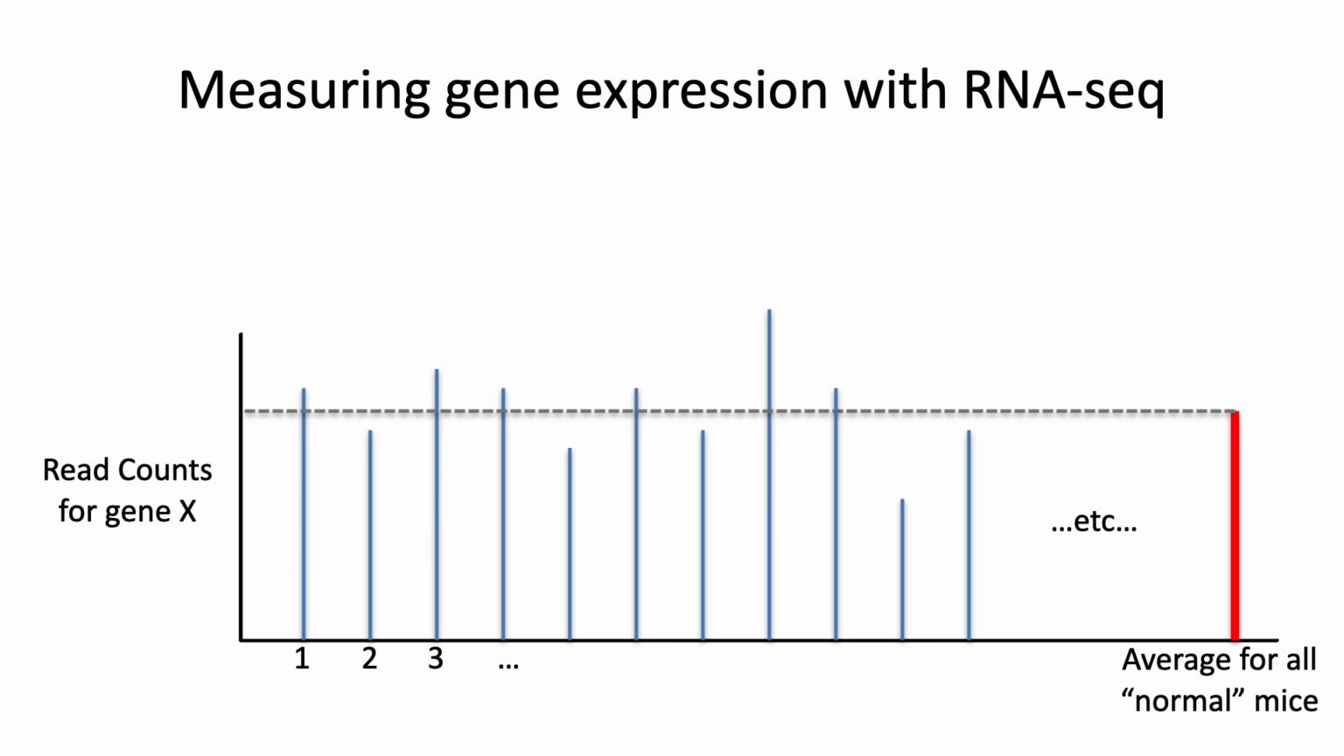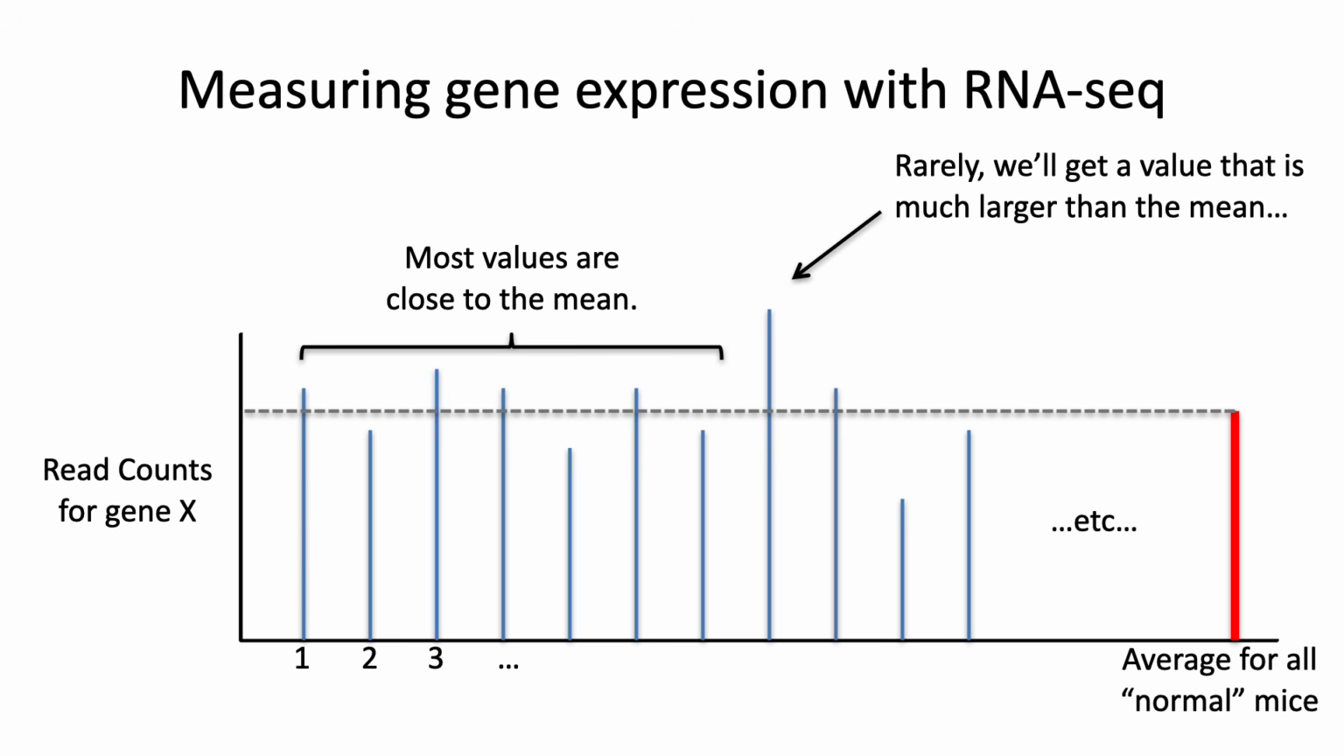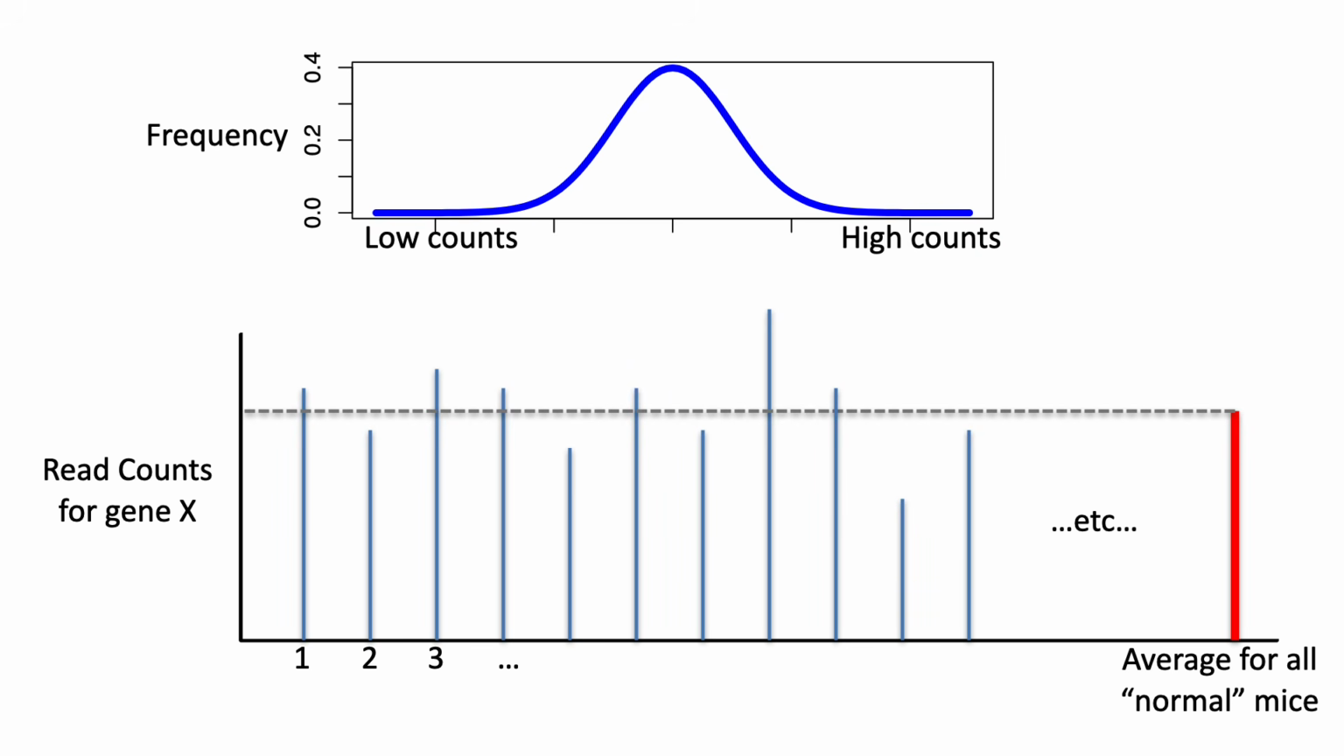If we measured all normal mice, we'd be able to calculate the average for all normal mice. Most of the values are going to be close to the mean. Rarely, we'll get a value that is much larger than the mean, and rarely we'll get a value that is much smaller than the mean. We can summarize the distribution of the measurements using this bell-shaped curve.